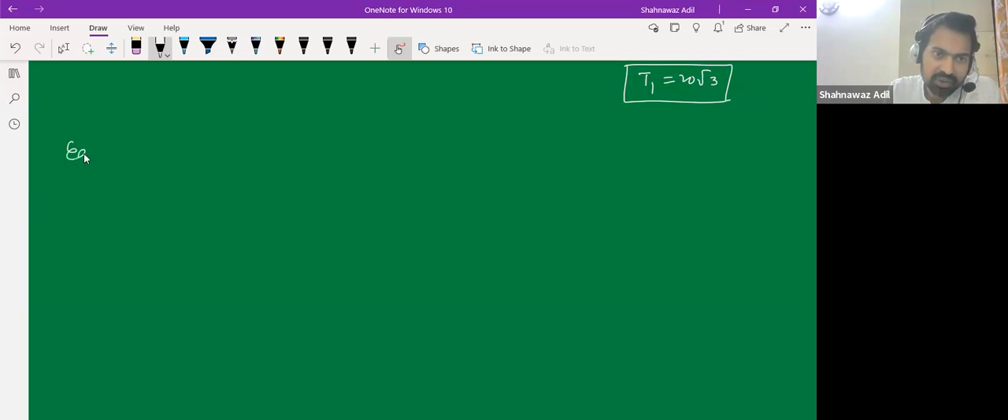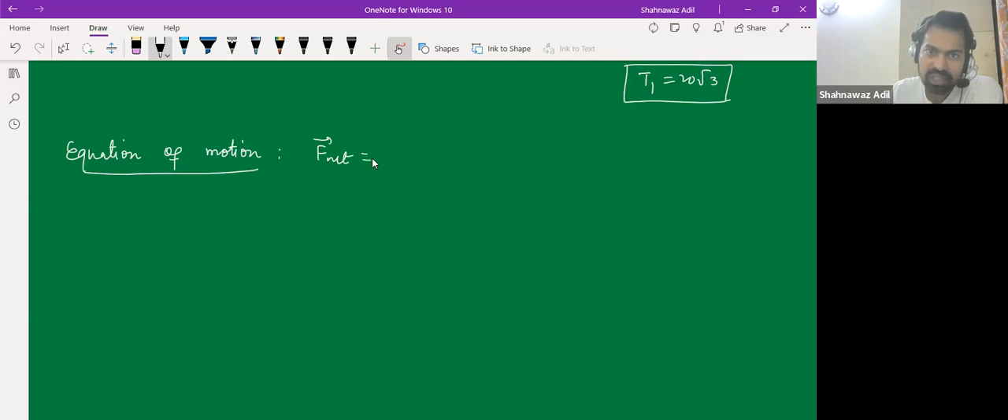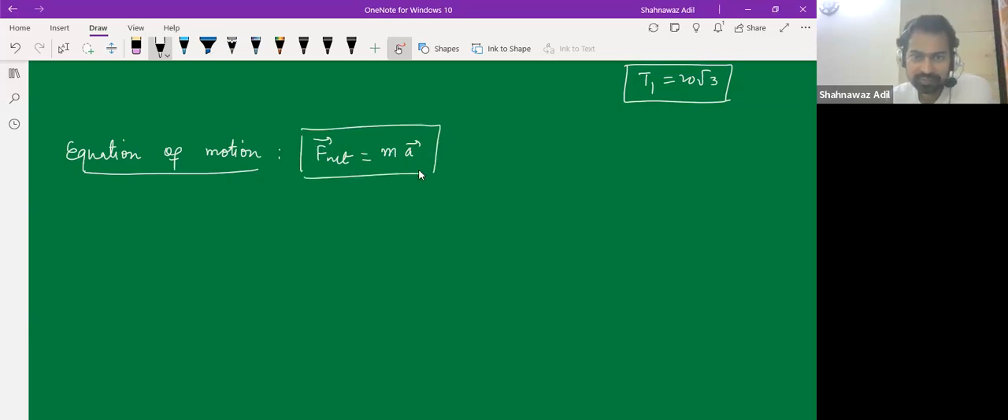So that is what we will do in equation of motion. In equation of motion, all the forces, so F net, remembering the second law. What is the second law of motion? F equals MA. So F net would be equal to M A. Understood, everyone? Yes, sir.